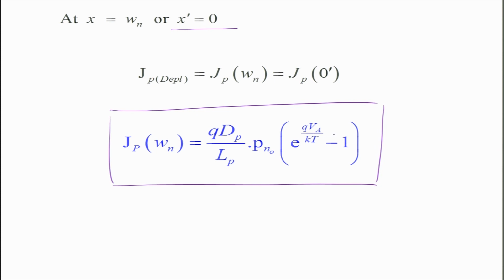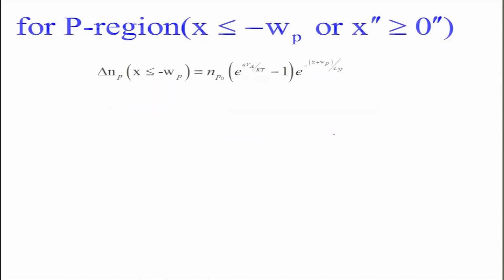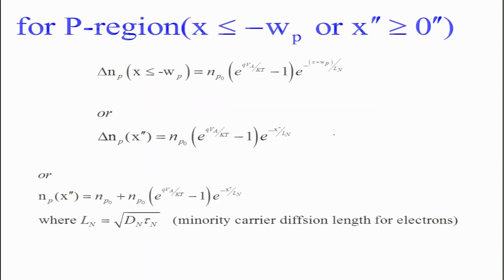If you do the same analysis, you can get the electron current as well. I am not going to go through that, but if you do the same thing, you get an expression for the electron current. So this is what the whole analysis is. You can look at these slides later because they will be available, but basically you are doing this for the region x double prime greater than 0, that is, for the bulk region of the p side, which means x smaller than or equal to minus Wp.